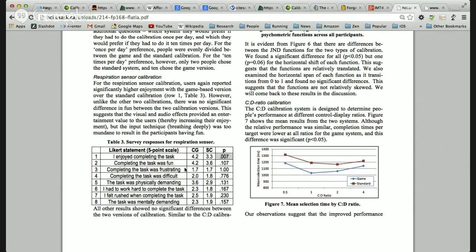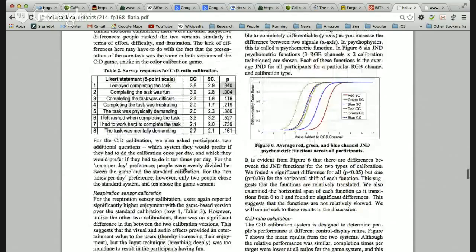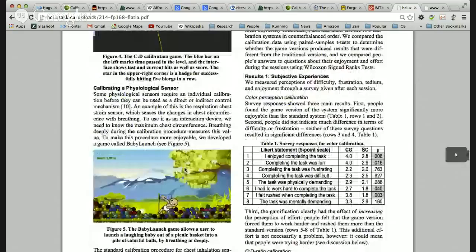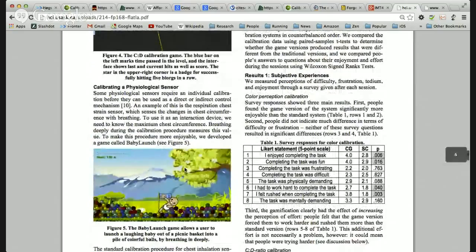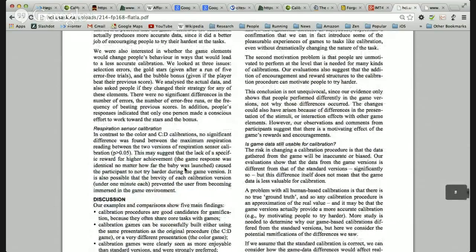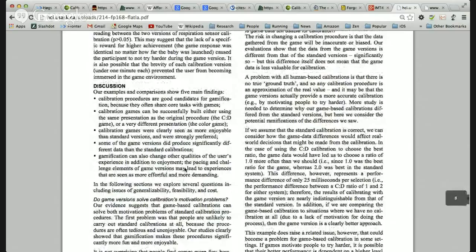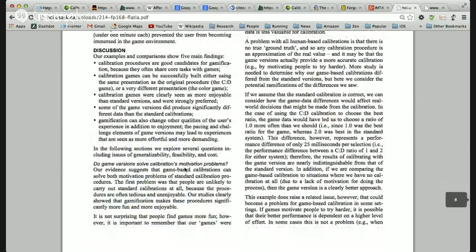The second thing that they wanted to see was if the calibrations are still valid, if they're still accurate. For the first two games, they did see an improvement in the performance in the game version, probably because people are more interested in games, and so they're trying harder. In the third one, that's not the case, again, probably because you're just sitting there and you're breathing.